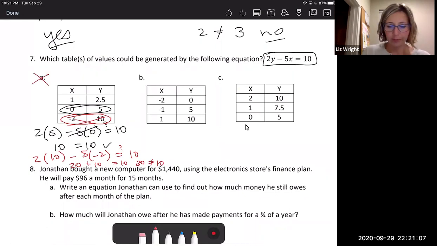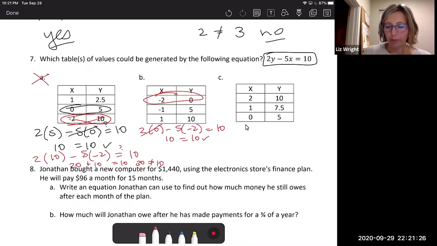Let's look at our next one. So our next one, we've got this ordered pair. So let's check this one out. So we've got 2 times 0 minus 5 times -2 equals 10. And so here that goes to 0. Then I've got 10 equals 10. All right, so that one worked.